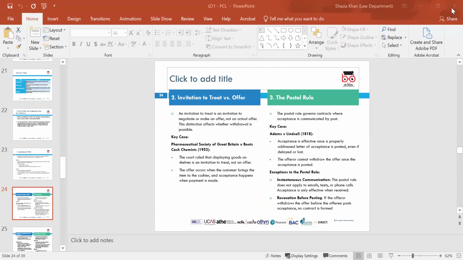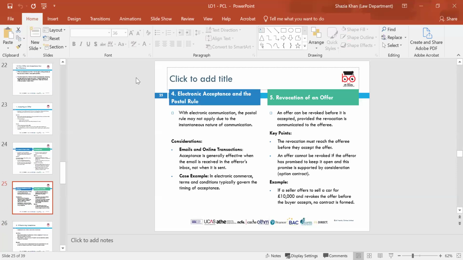The cases in regards to the postal rule include Adams v Lindsell, which was about a letter being sent out, when it was accepted, and when the offer was made. The next one is looking at elements of electronic acceptance and the postal rule.